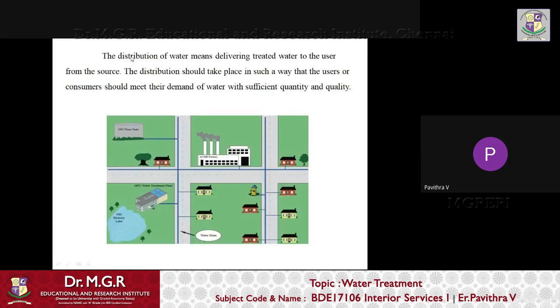The distribution of water means delivering the treated water to the user from the source. The distribution should take place in such a way that the users or the consumers can meet their demand of water with sufficient quantity and quality. Both are important. We should have the amount and the quality of the water.